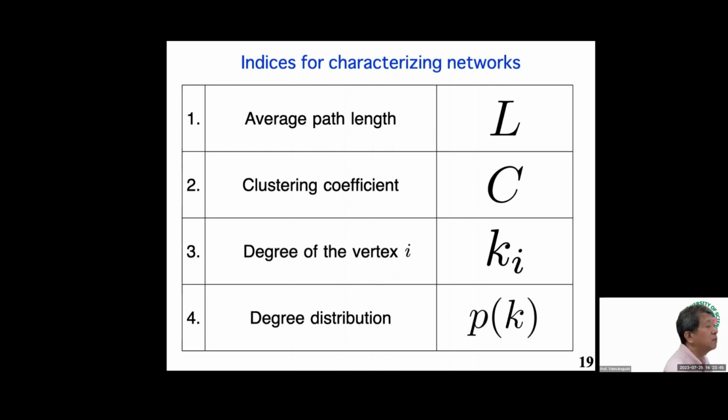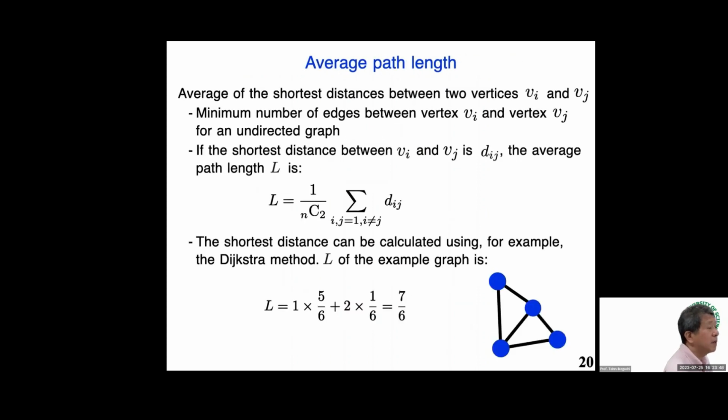So let me explain the average path length. First, let's look at the average path length between vertices, which is the so-called shortest distance between two vertices, for example, Vi and Vj. In the case of an undirected graph, it is the minimum number of edges between two vertices, Vi and Vj. So let d_ij be the shortest distance between vertex Vi and vertex Vj. Then the average path length L is expressed by this expression, in the middle center of the slide.